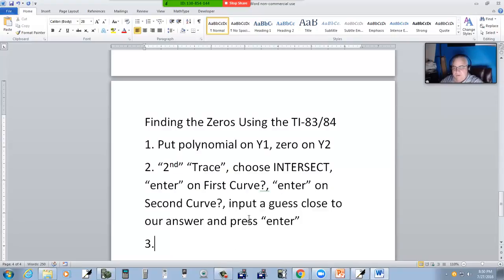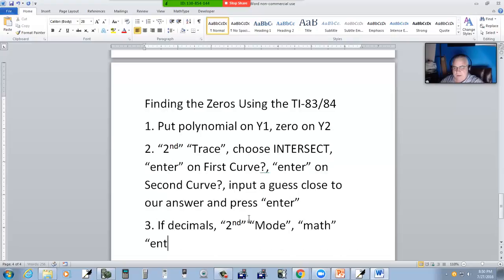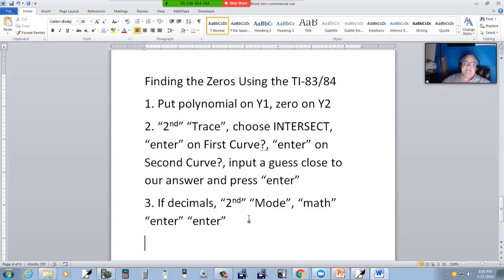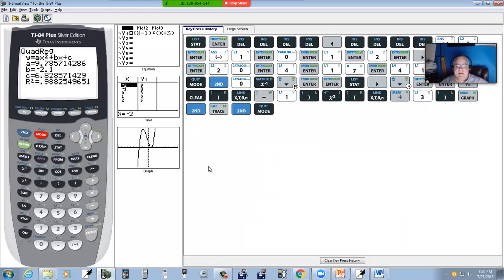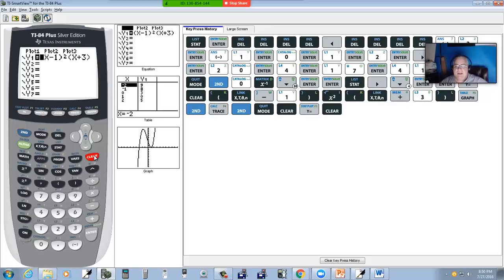And then step 3. If we have decimals, we're going to do second mode to exit out, and then we'll do math, enter, enter. Okay, so let's take a look at this problem we just discussed.